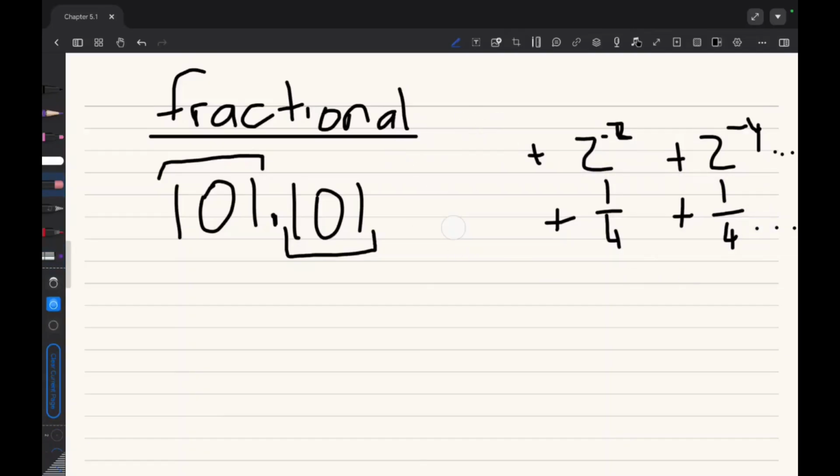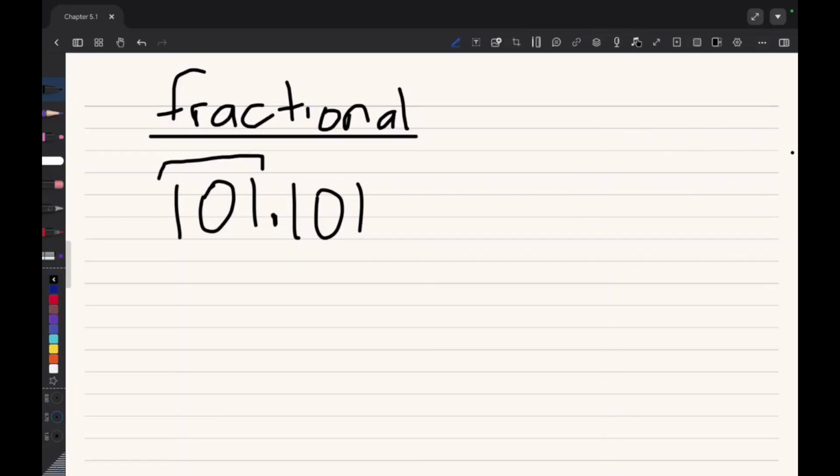Now let's convert this number right here. Okay, we have 1, 0, and 1. So what's this 1, 0, and 1? Well, from this side, the 1, 0, and 1 is just 4 plus 1, which is going to be 5.